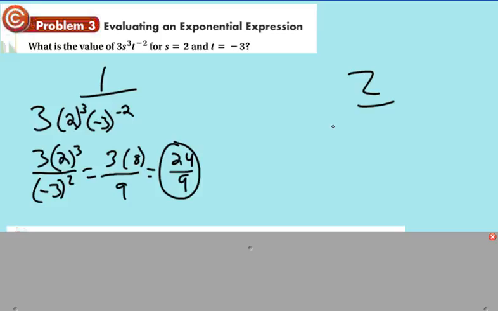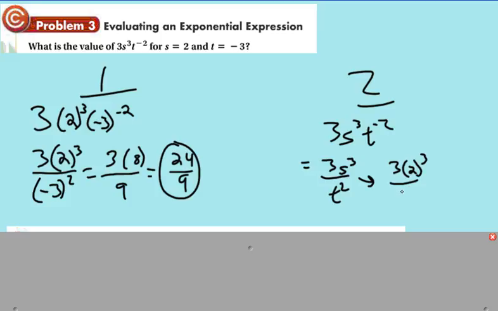So the other way would be to take 3s cubed t to the negative second and simplify it first. So that would be equal to 3s cubed t to the positive second. And then plug in. So when I plug in, I'll have 3 times 2 to the third power over negative 3 raised to the second power. And you end up getting the same thing. Same as before, this will be 24 ninths. So two different ways to do the same problem, pretty similar, but slightly different.